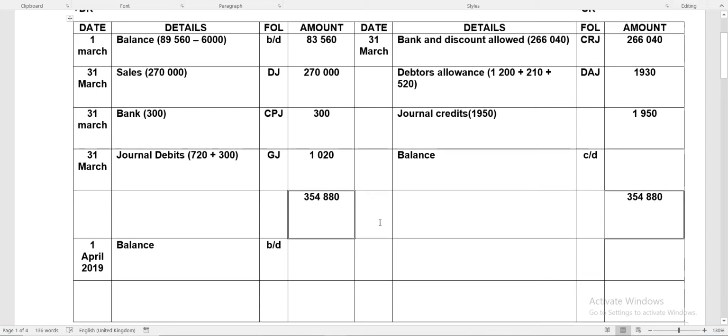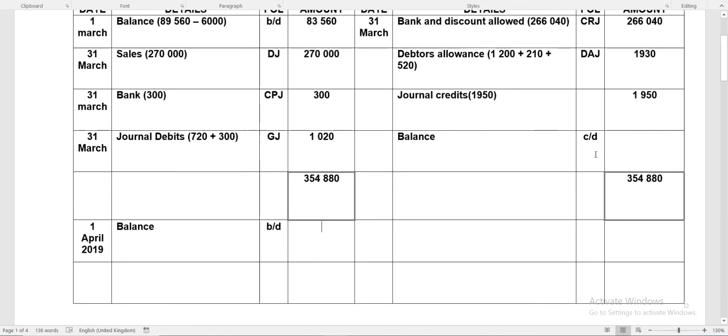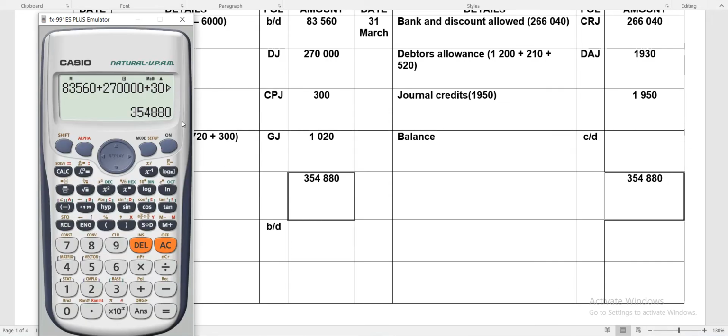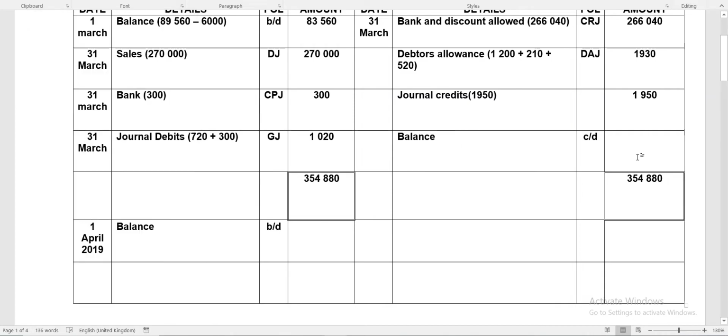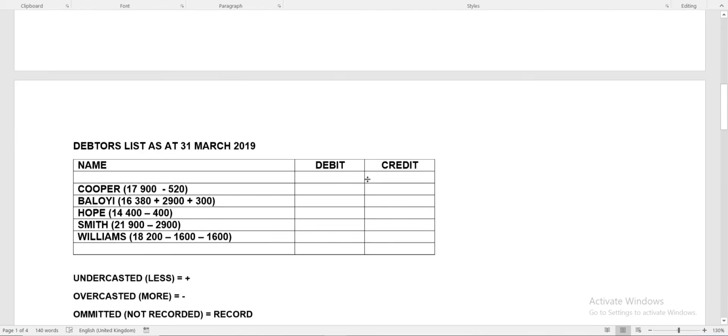So let's check what will be the difference. Remember I said that this amount must be the same, so the difference will be 354,880 minus 1,950 minus 1,930 and also minus 266,040. The answer that we got is 84,960. So our balance carried down here is 84,960, which will also be our balance brought down here, 84,960. So we need to also check if the list is the same as this one.